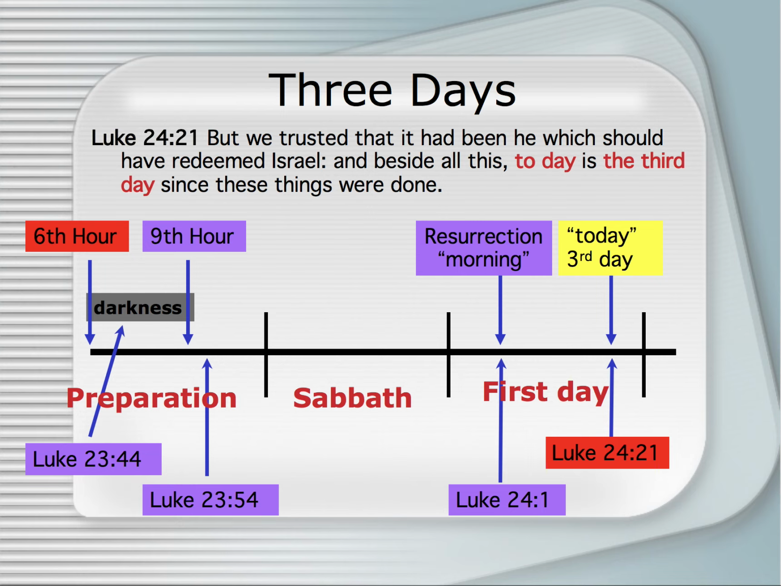Luke 24:21. On the way to Emmaus, 2 disciples had met Jesus, and they asked him, where have you been? Have you not heard what has happened? And they say, we trusted that it had been he, Christ, which should have redeemed Israel. And beside all this, today, this is Sunday, Luke 24:21. It's the same day as the resurrection. Resurrection took place in the morning. On the way to Emmaus, they say, today is the 3rd day since these things were done.